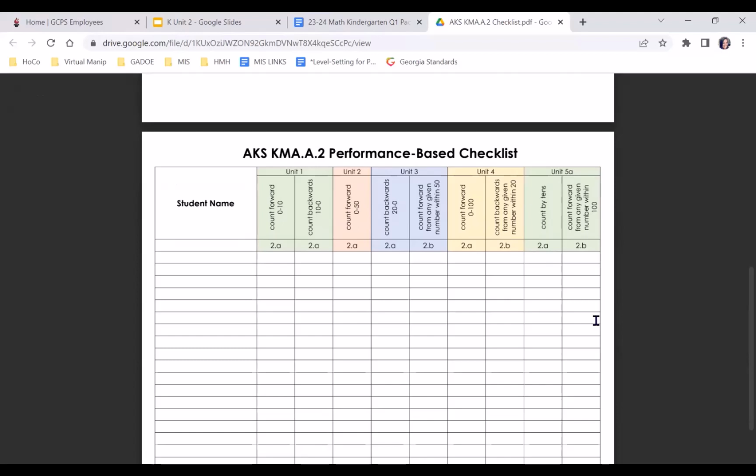This checklist is intended to support the teacher in collecting formative data on individual students. The checklist accounts for performance-based observations and should be used to form teacher-led and student-led small groups. This allows the teacher to provide personalized instruction based on the student's strengths and misconceptions.